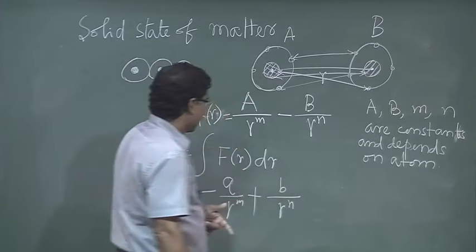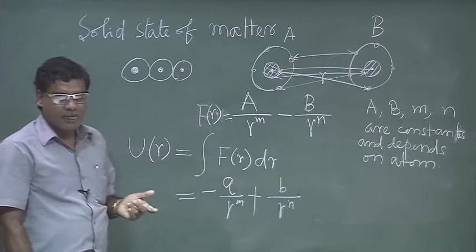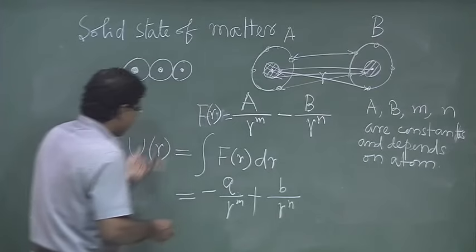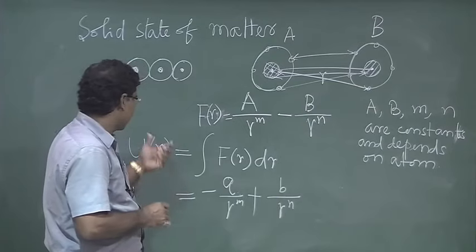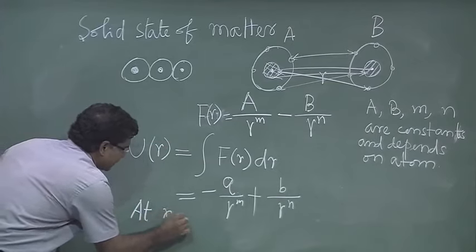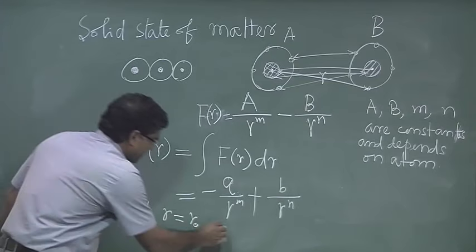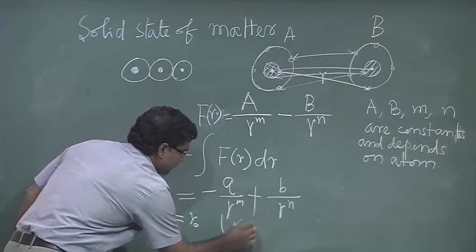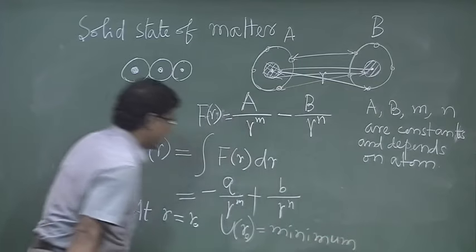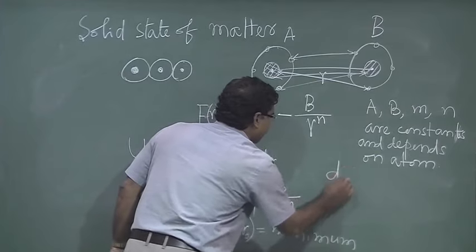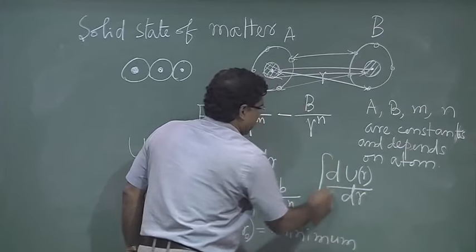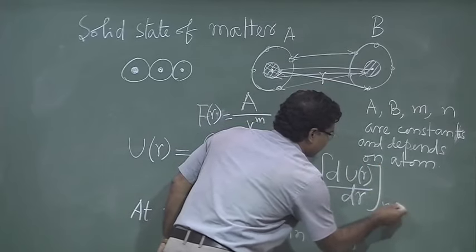So from this potential energy you can find the minimum potential energy, because the system prefers to stay at minimum energy. So you can find an equilibrium distance where the energy of the system will be minimum. Say at distance r equal to r0, U(r0) will be minimum. For that there is a procedure: you differentiate this with respect to r and find the energy at r equal to r0.